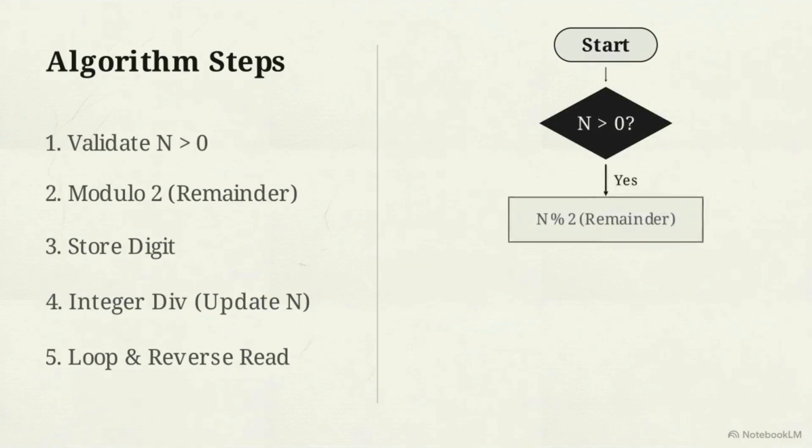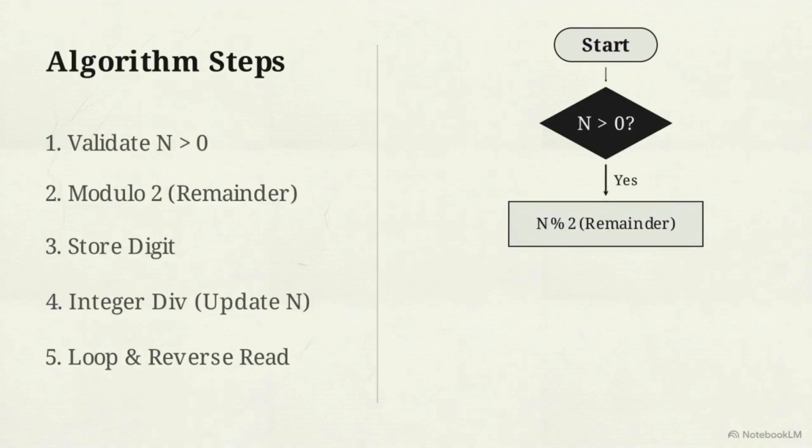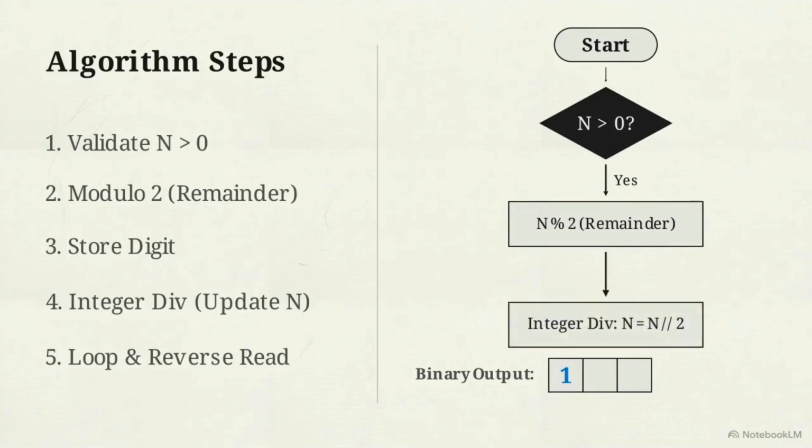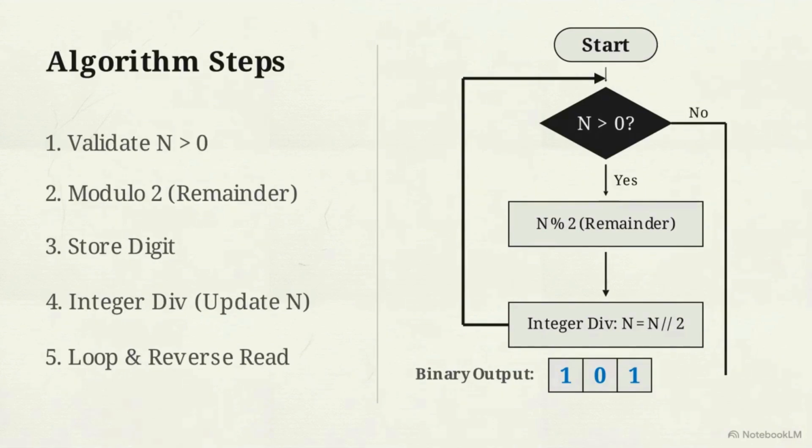Next, we divide that number by 2 and isolate the remainder. Because we are dividing by 2, that remainder will mathematically always be either a 0 or a 1. We take that specific 0 or 1 and capture it. This becomes the very next digit in our resulting binary sequence. Then, we update our starting number. We do this by taking the integer quotient of the division we just performed, discarding any fractions, and making that our new working number. We repeat this entire loop until our working number hits 0.